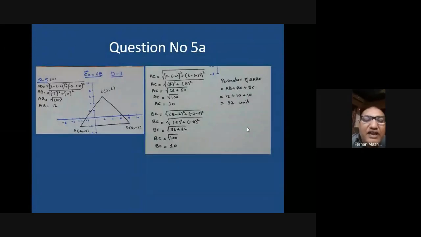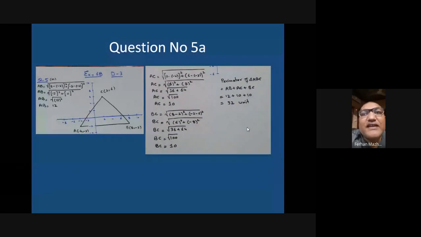The point A is -4, -2. The point B is 8, -2. The point C is 2, 6. Question 5 part A has two questions: find the perimeter, and then find the area of this triangle. Let me find the perimeter first. For that, you need to find the three sides. So I will find the length of AC, the length of AB, and the length of BC.